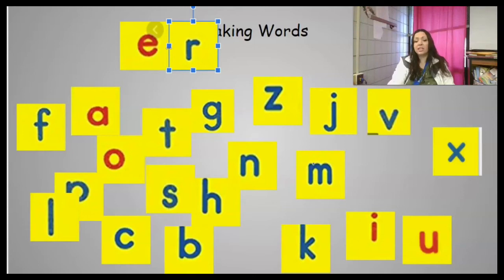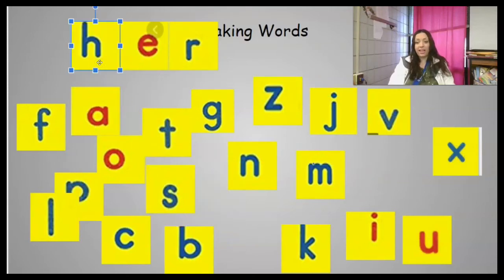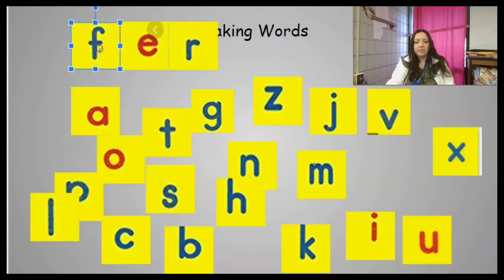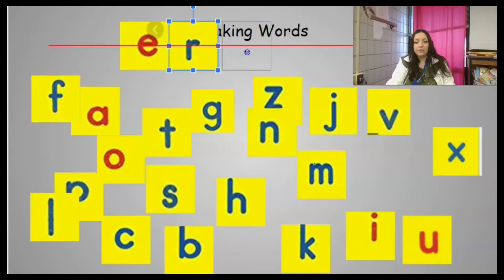So the first thing that we're going to do is add a beginning sound in front of it, and we're going to try to sound out the word. Are you ready? So if I put an H in front of it, what do I have? I have her, very good. Okay, what about if I put an F in front of it and then an N after it? I have fern, very good.